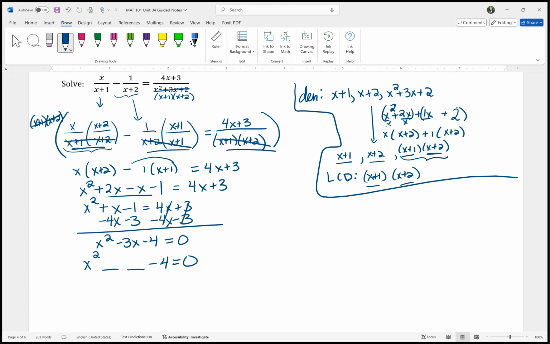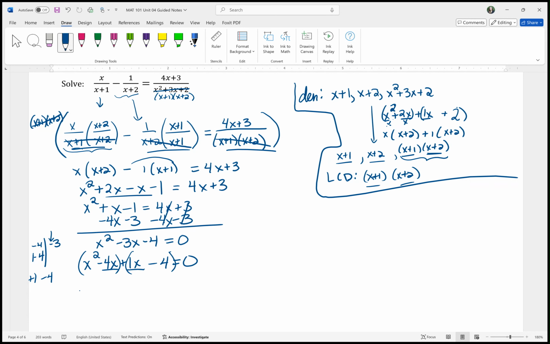A is 1. 1 times negative 4 is negative 4. We're adding to negative 3. Clearly, it's going to be 1 and 4. But what are our signs going to be? So B is negative. So that means 1 is positive and 4 is negative. Let's put the negative 4 first. Okay, you don't have to put the 1 there if you don't want to. I normally don't, but it could be helpful. Let's group.